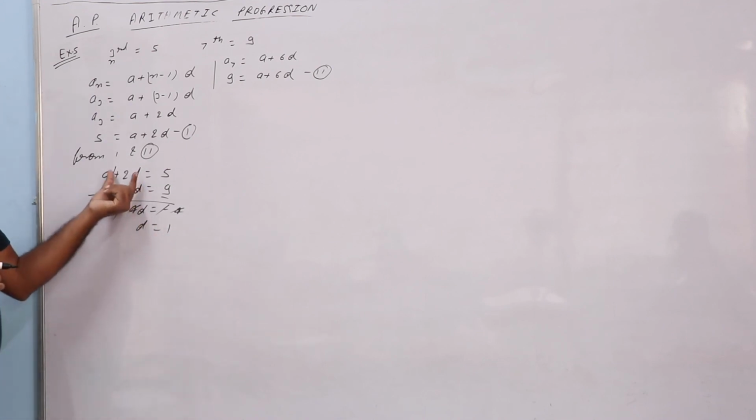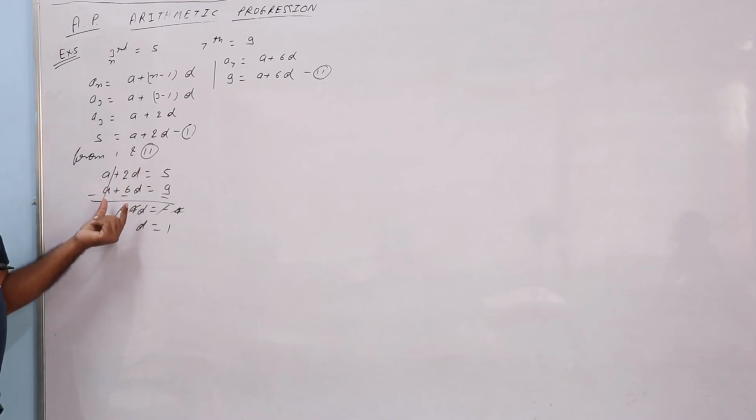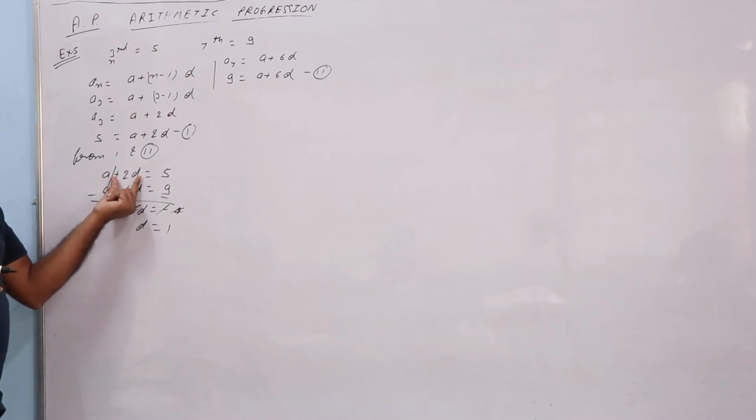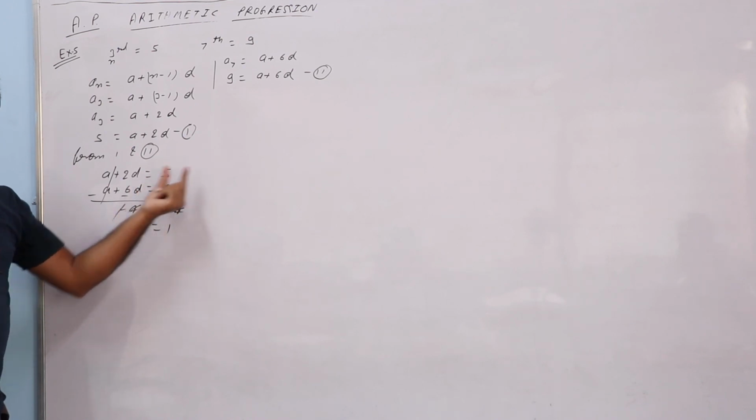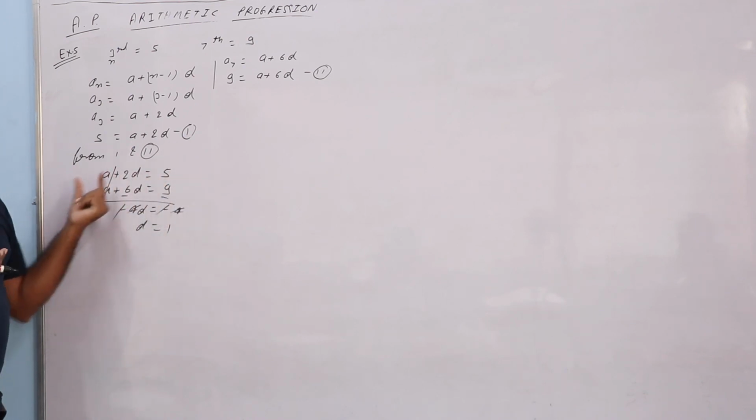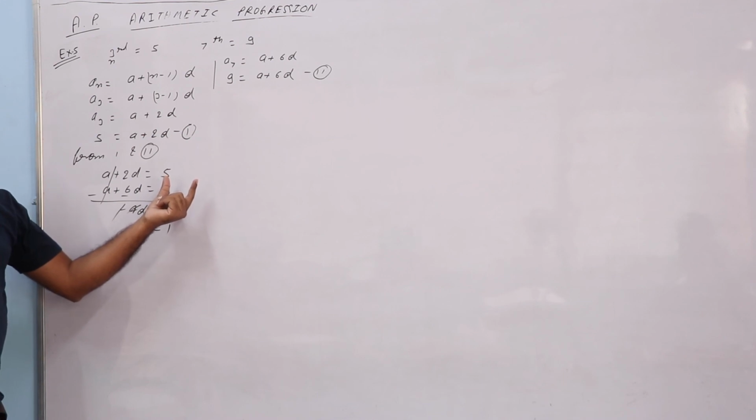Put this D in either equation 1 or equation 2. So A plus 2, because 2 into 1 is 2 only. So this side plus 2, this side minus 2. So 5 minus 2, how much? 3. So A is equal to 3. Understood or not? Yes, sir.